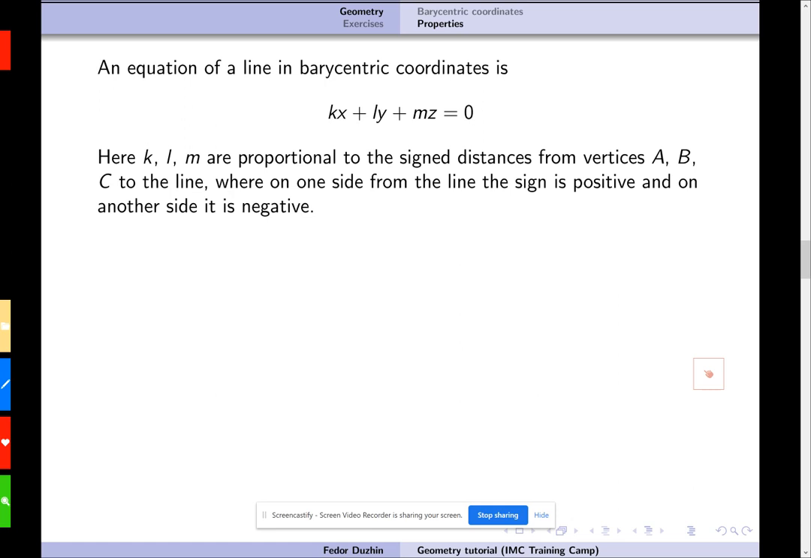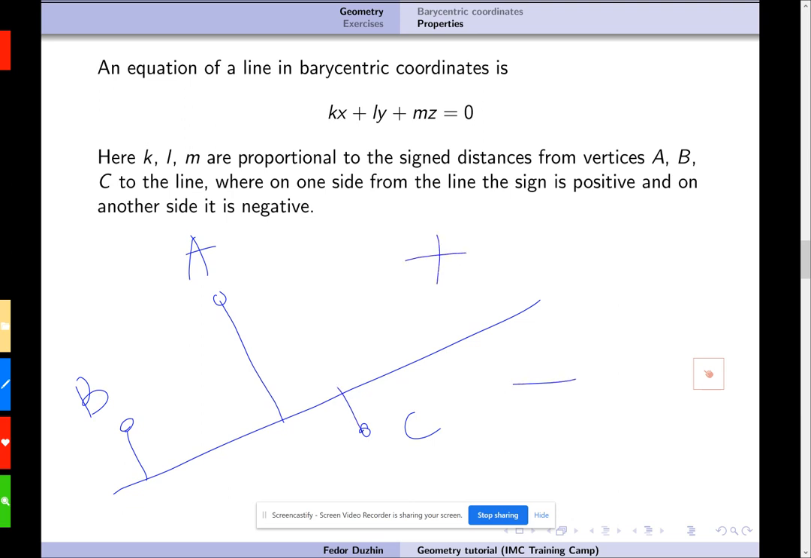Right, so say we have A, B, C, and we have some line. Then for signed distances, we take perpendiculars, we choose one of the two sides as positive, the other one is negative. And these are going to be K, L, and M. A very useful property.